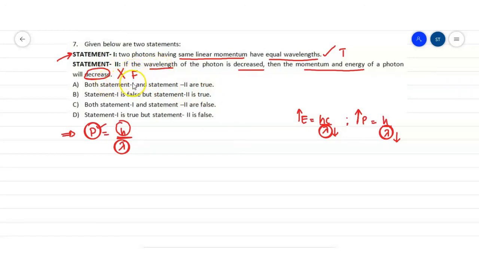Now check the options. Statement 1 and statement 2 are true, wrong. Statement 1 is false, wrong. Both are false, wrong. Statement 1 is true and statement 2 is false. So option D will be the correct option for the given question.